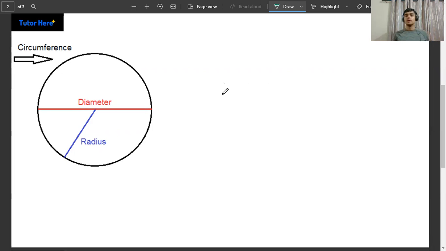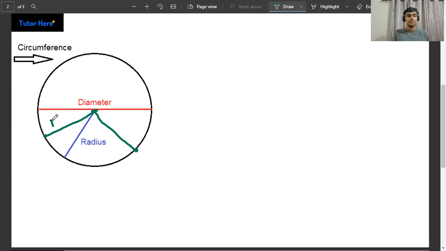Now, a circle is the set of points that are equidistant from the center. Let's actually understand what that means. So here's a sample circle. This is the center of the circle. And what I mean by equidistant points is that any point lying on the circle is equidistant from the center. So this length right here is equal to this length, which I'm just going to draw from this point. These two lengths are equal.